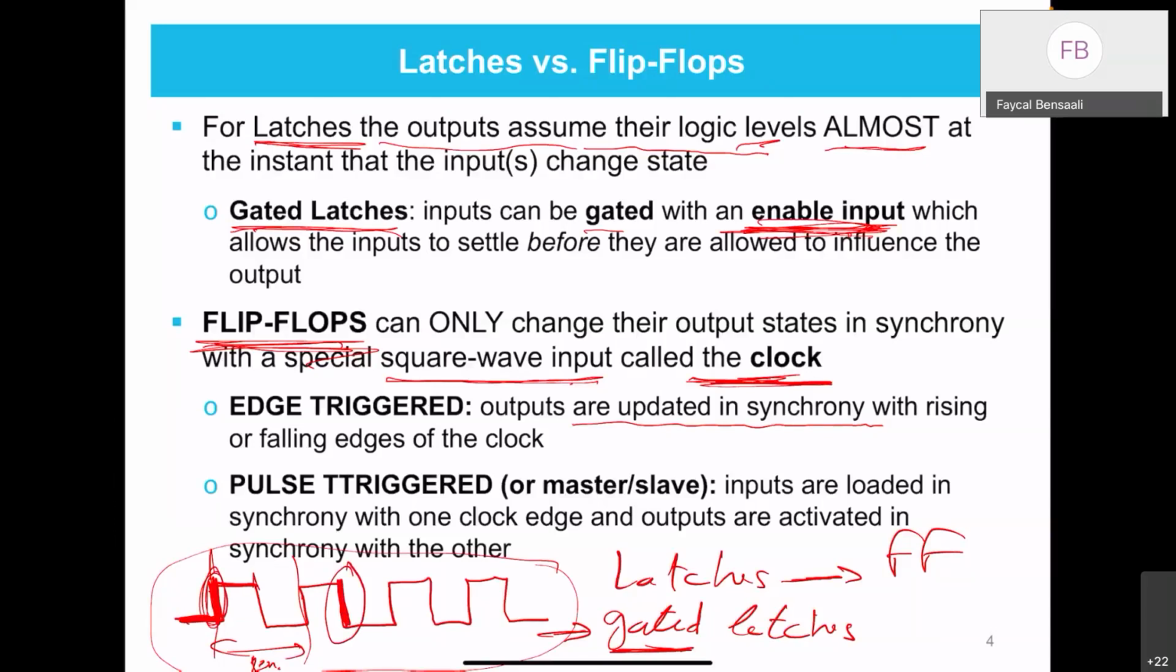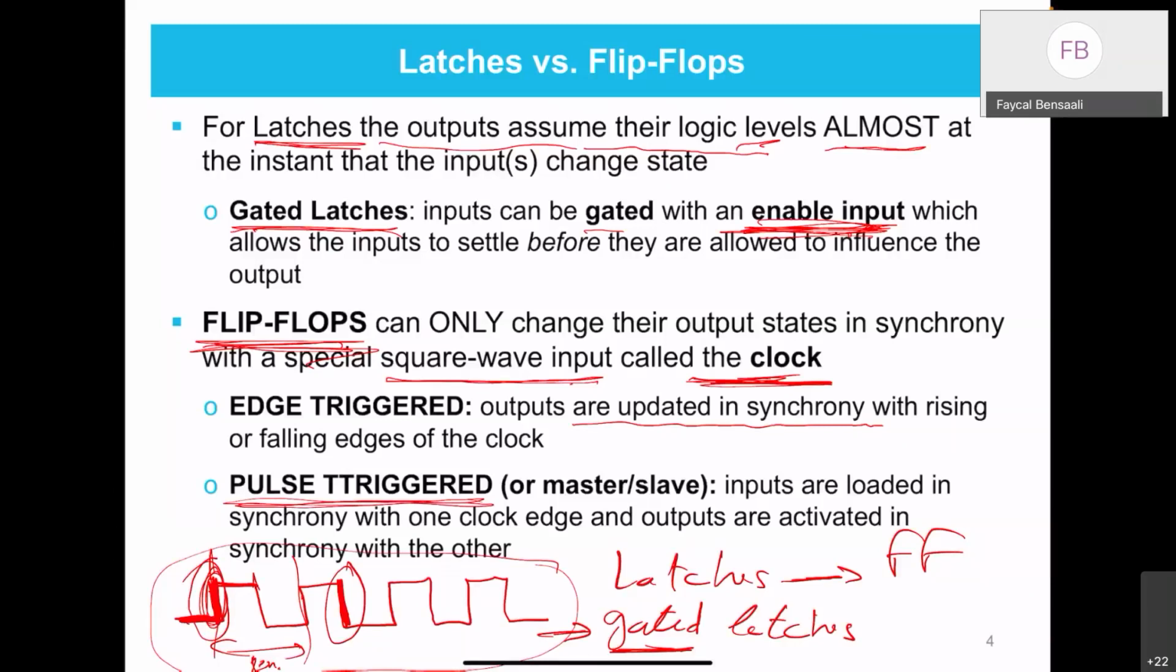The output depends on the flip-flop that you choose. You can get a flip-flop that will work with rising edges, you can get a flip-flop that will work with falling edges, or you can get a flip-flop that will work with both. In this case, we call it pulse triggered. And I will explain this further with examples later on.